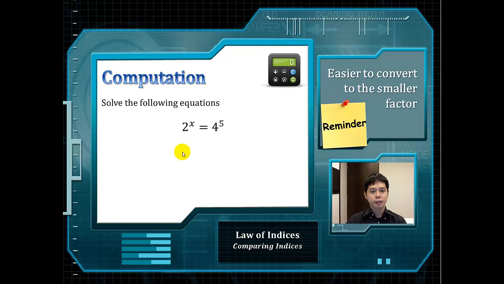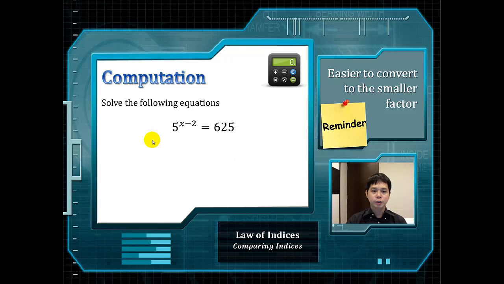We shall now look at another example, 2 to the power of x equals 4 to the power of 5. Similarly, we will convert it to base 2. On the right hand side, we have 2 squared to the power of 5. Using the law of indices, it will now become 2 to the power of 10. Since the bases are now the same, we shall compare the indices, and hence x is simply equal to 10.